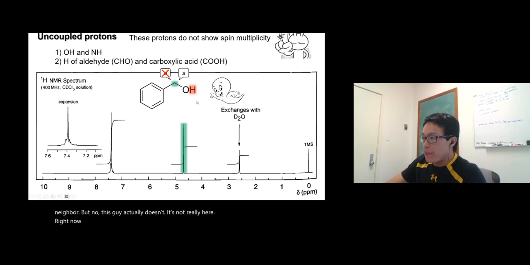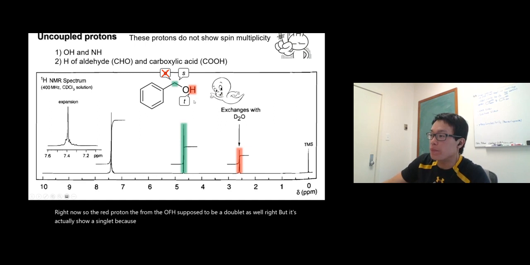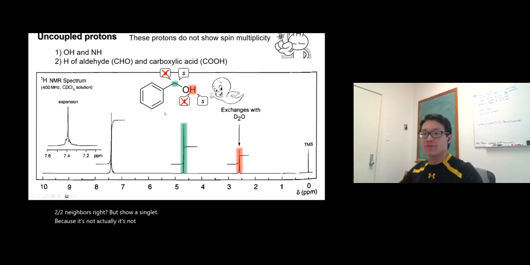Now, the red proton, from the OH, is supposed to be a doublet as well, right? But it actually shows a singlet. Well, it's supposed to be a triplet because it has two neighbors, right? But it actually shows a singlet, because it's not really there.